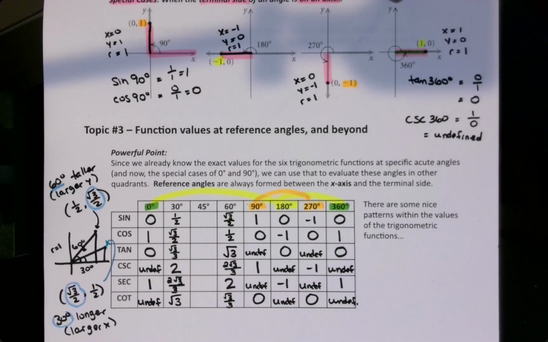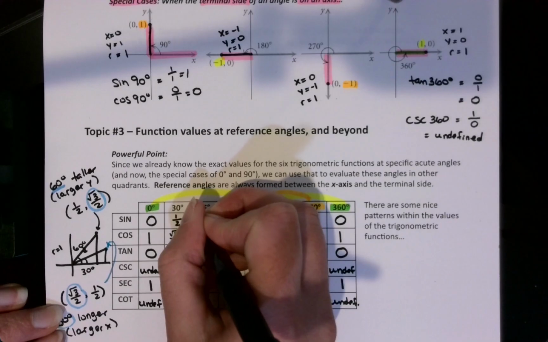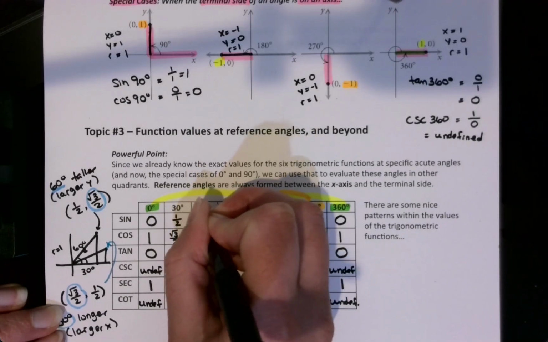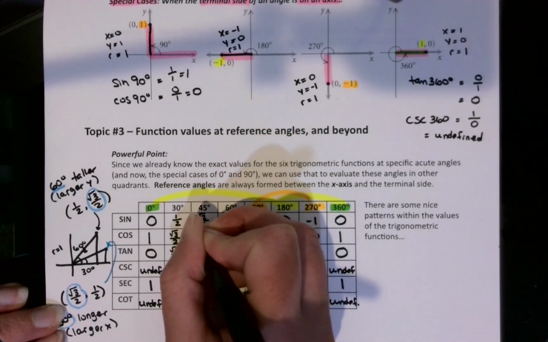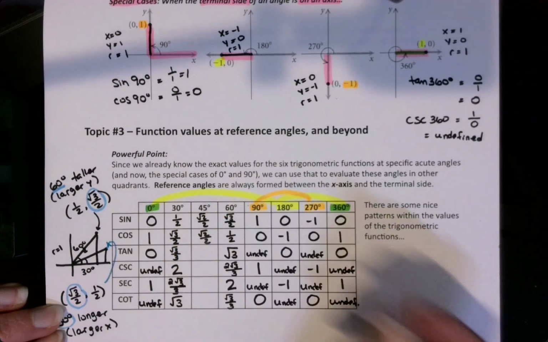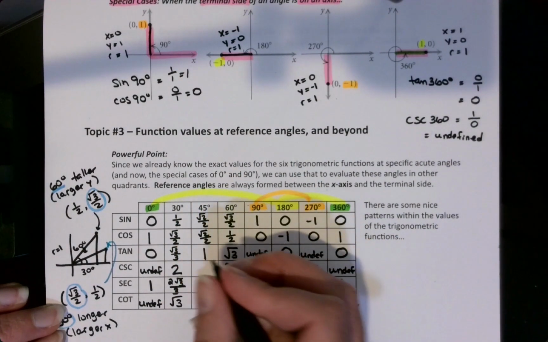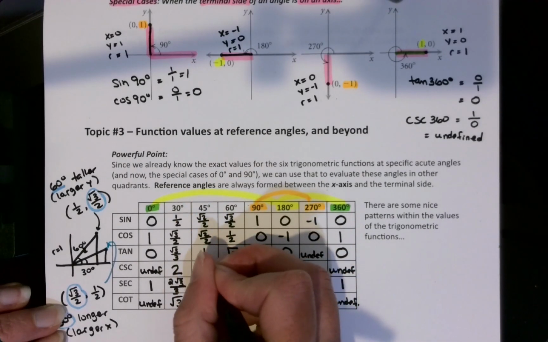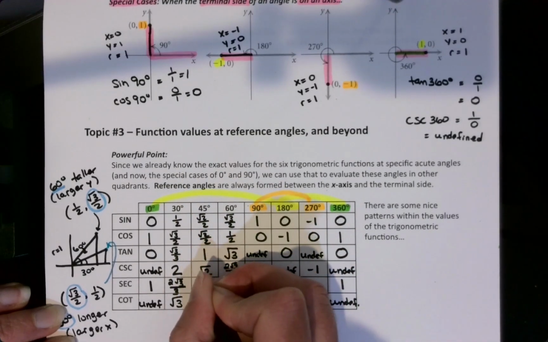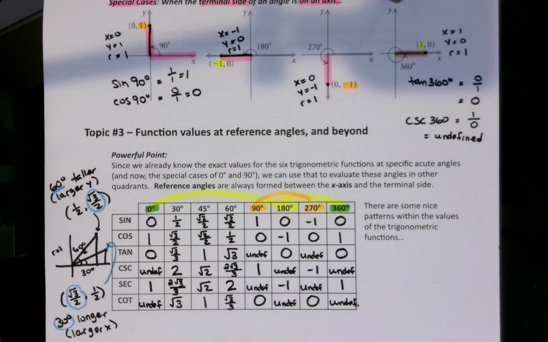All right, let's fill in our 45 here. So our 45, we know x and y are both root 2 over 2. So sine and cosine are both root 2 over 2. And tangent is going to be 1. This makes the cosecant square root of 2, and the secant is also square root of 2, and then 1 over 1 is 1. So we filled in our 45 there as well. Okay.